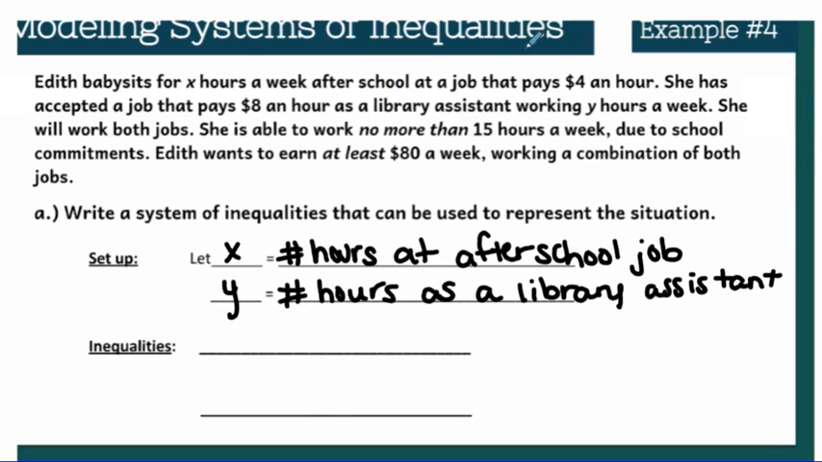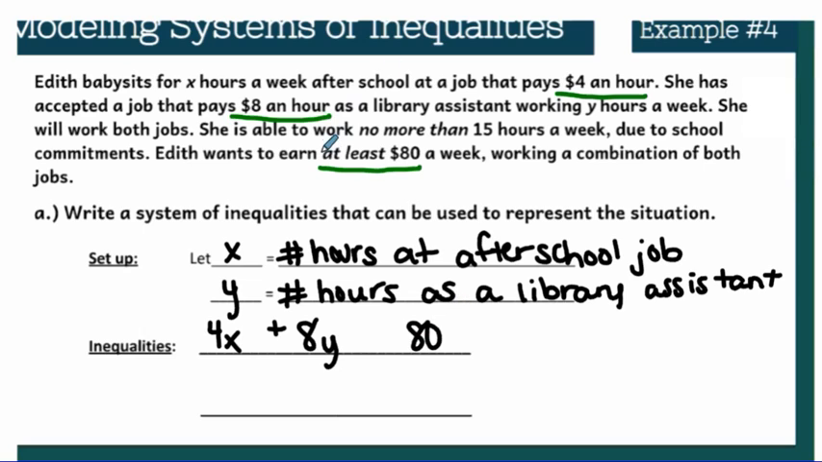The first inequality I see is the one that deals with the money. It says that her after-school job pays her $4 an hour, and her job as a library assistant pays her $8 an hour, and she wants to earn at least $80 a week. So when we write this out as an inequality, we have 4x plus 8y, and 80 is our total here.